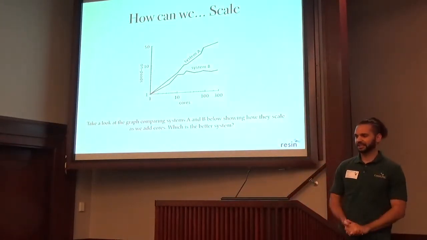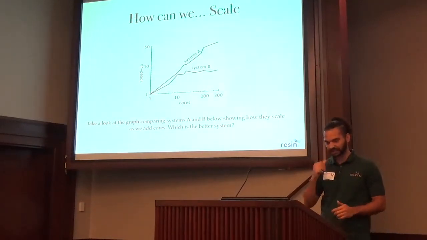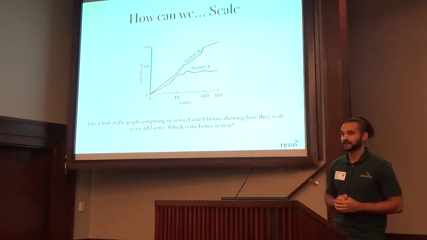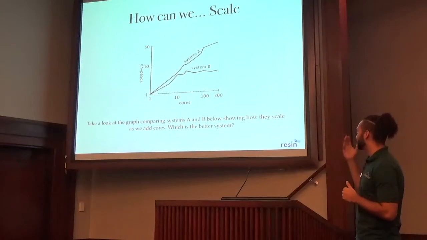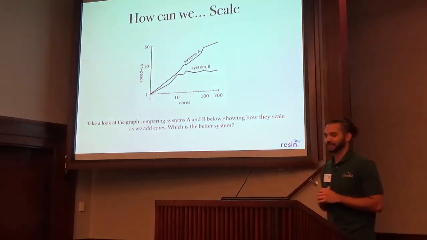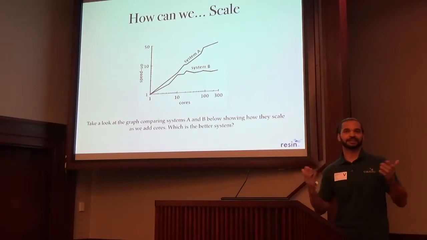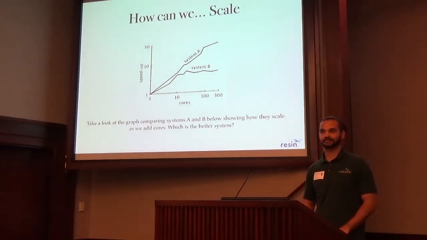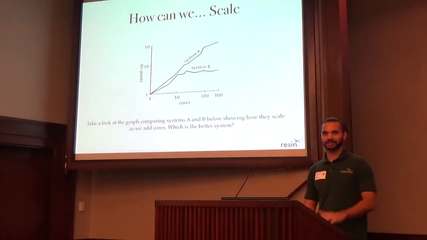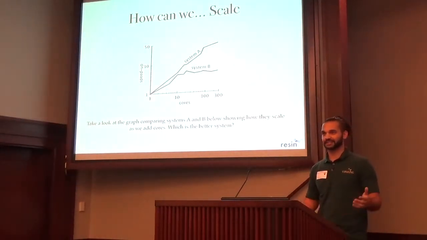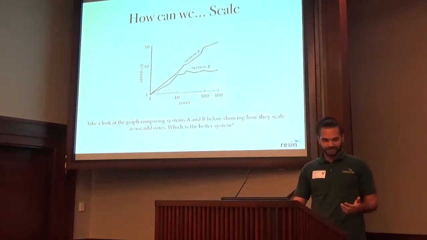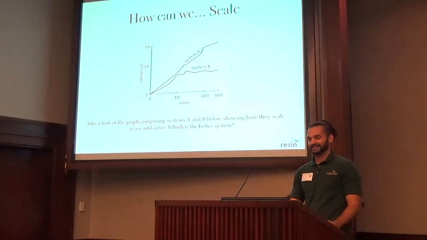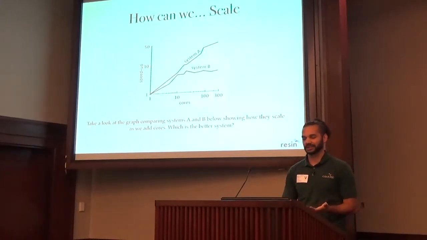So we take a step back and ask what we are really trying to accomplish here: how can we scale? If I take a look at this graph, they compare systems A and B, showing how well they scale as we add cores, and I would ask, which is the better system? Show of hands, people who think system A is the better system. Okay. Show of hands, people who think system B. And undecided. Okay, a couple of undecideds out there. It's a bit of a trick question, because really the better answer is C, undecided yet, because there's some information I'm withholding, and that's the actual performance.